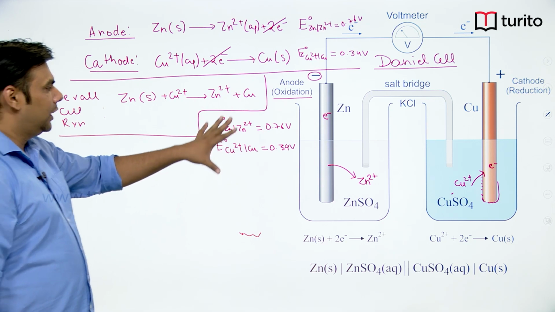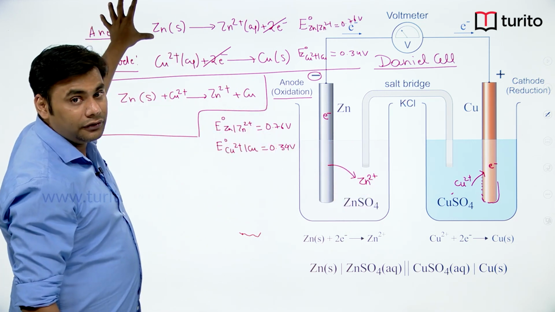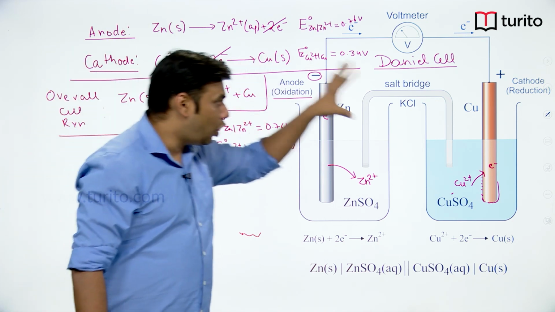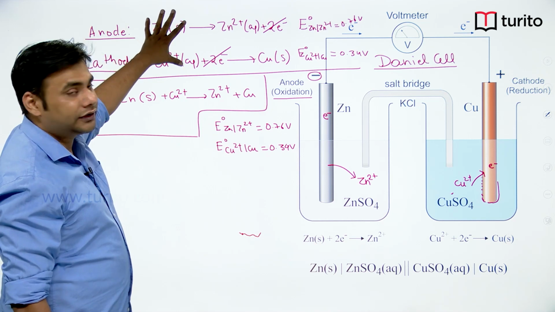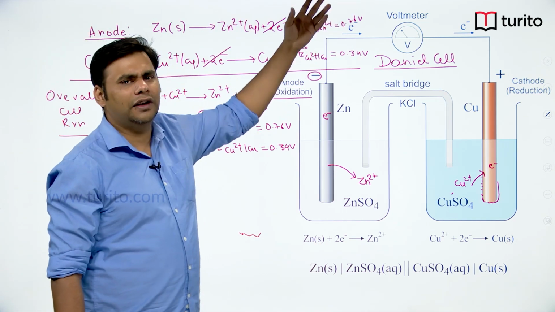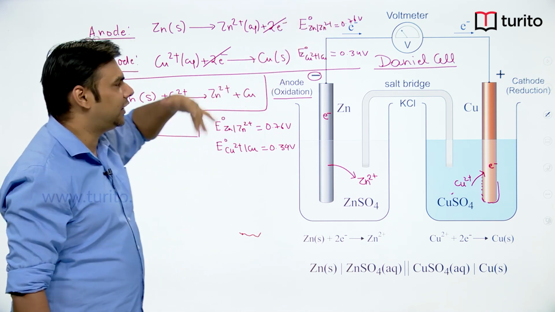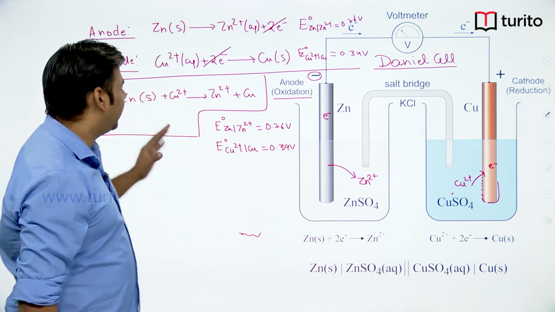So what you are going to do, whenever a cell is given to you, you have to write its oxidation half or the anodic reaction and the reduction half or the cathodic reaction. Once you have written the reaction, for the anode generally you follow this convention. You can even write the reduction potential also, but this is how I deal with it because things get simple for me in writing in this manner.